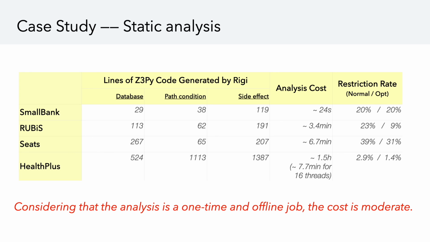Rigi takes from 24 seconds to 1.5 hours to analyze all four applications. Additionally, with 16 threads, Rigi introduced 3 times to 12 times speedup of the static analysis time for the four applications. For example, for the largest improvement, it reduced the time cost of analyzing HealthPlus from 1.5 hours to 7.7 minutes. Thus, we conclude that given the analysis is a one-time and offline job, the cost is moderate, and Rigi scales well to applications with larger size.